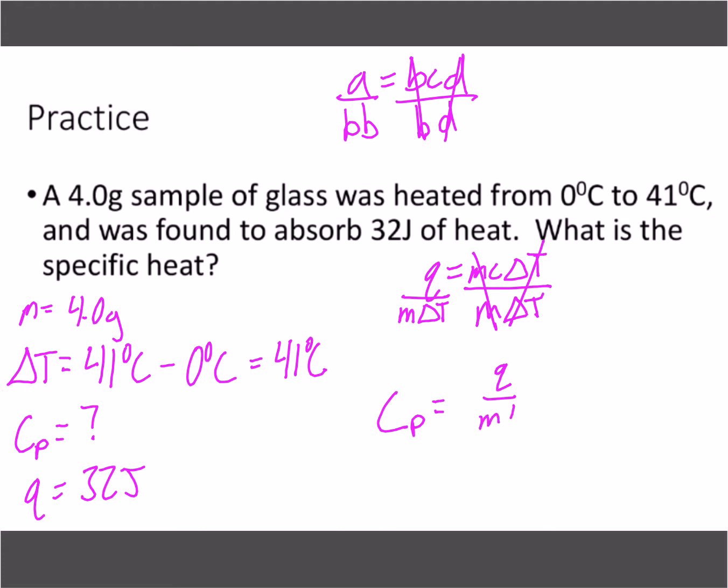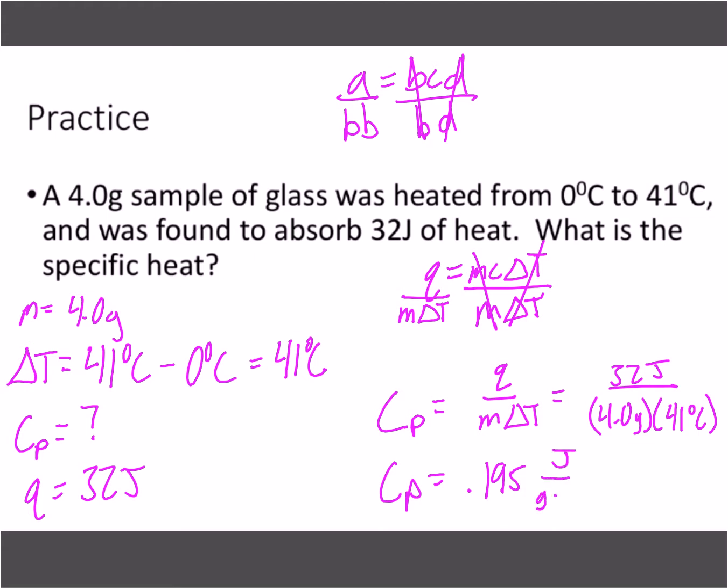CP equals Q over M delta T. So plug in your values, 32 joules, all over your mass of 4.0 grams, and 41 degrees Celsius. Solve the problem. What do we get? 0.20 or 0.195. Now our units, can I cancel any of those units out? No, so I've got to leave it just like I see it, guys. Joules over grams times degrees Celsius.